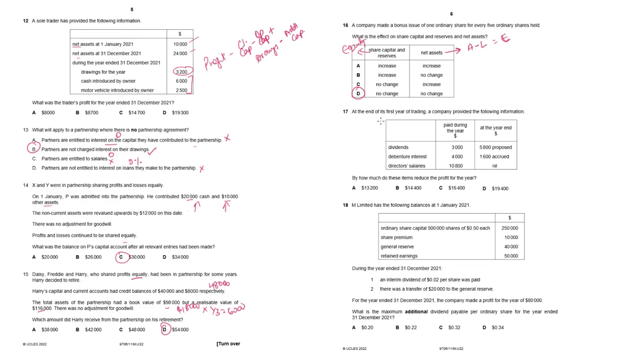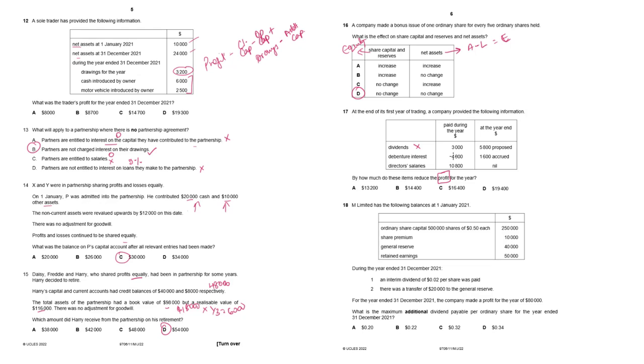17. At the end of his first year of trading, the company provided the following information: dividends paid during the year, debenture interest paid, and director salary. How much do these items reduce the profit for the year? So in the income statement, what all will you consider? Obviously, you'll not take into account dividends. They are taken in the statement of changes in equity. They are talking about profit for the year, so we only see what is taken in the income statement.